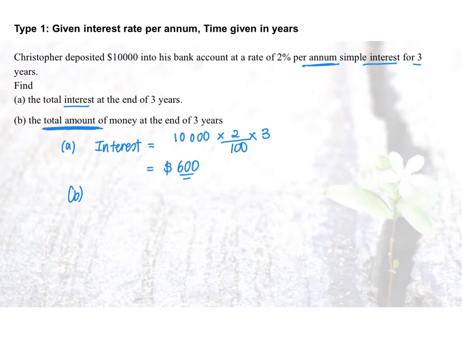Okay, total amount of money at the end of 3 years means I will have my original amount, $10,000, plus my interest.